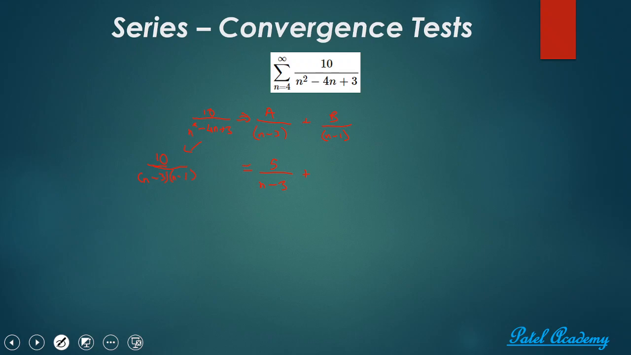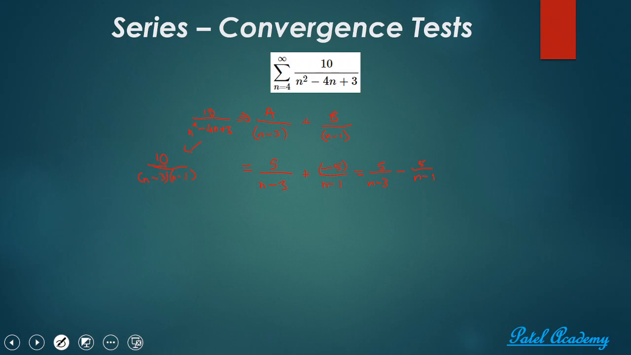So it's b over n minus 1. What makes the denominator 0? Well, when n minus 1 is 0, n is 1. Now in the original, I'm going to cover up the n minus 1 factor, and then I'm going to say, okay, it's 10 over n minus 3, plug in 1, I get 10 over negative 2, which is negative 5 over n minus 1, which is the same thing as 5 over n minus 3 minus 5 over n minus 1.